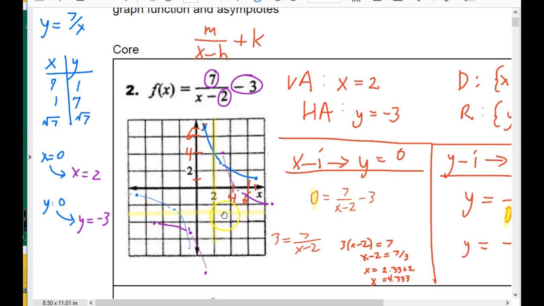So now that you've drawn the asymptotes, let's go back and look at the parent function for this function. Remember that the parent function for this function would be this function without the translation.